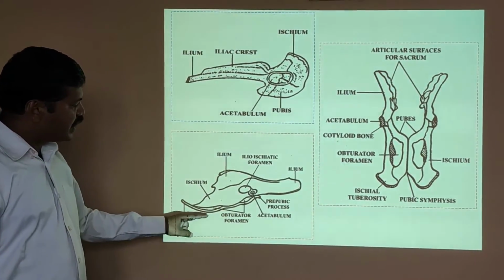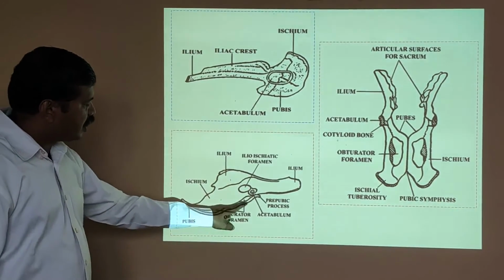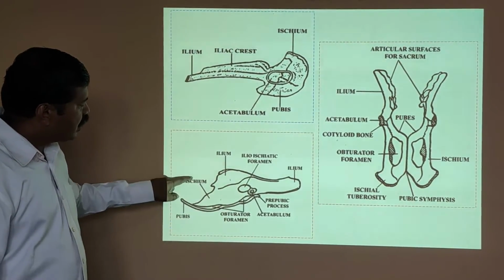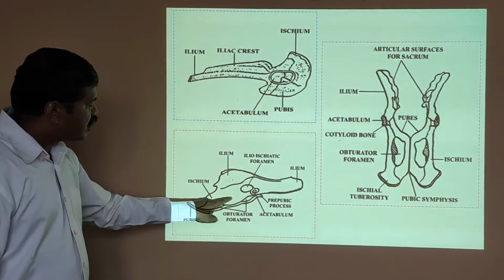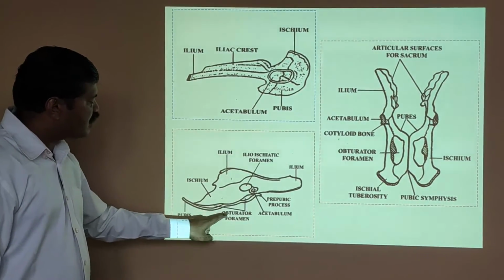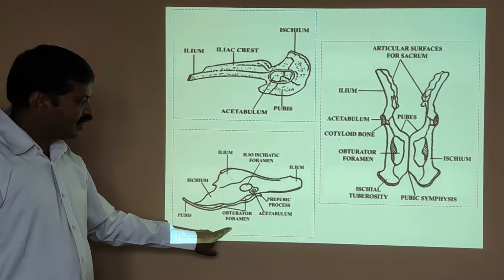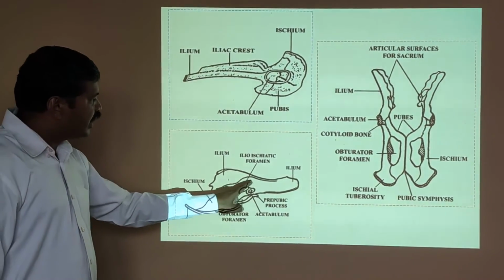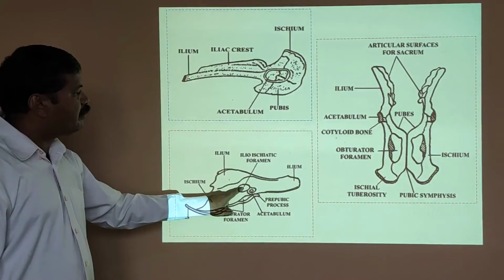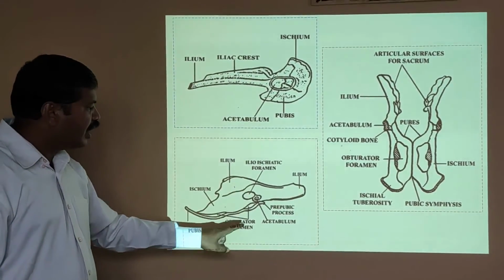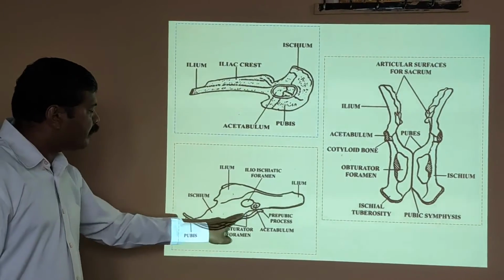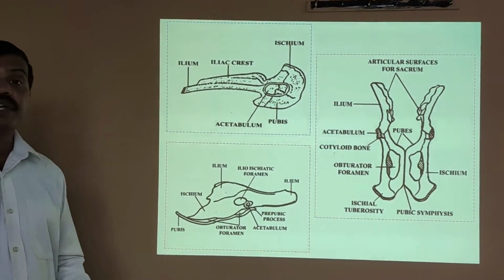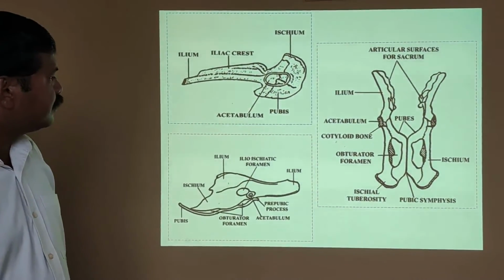So here one thing you can see, the obturator foramen. There are other openings here. The ischium and the pubis are separated by means of an opening called the obturator foramen. And one thing you need to observe here, the ileum and ischium are separated by means of the ilioischiatic foramen, and the ischium and pubis are separated by means of the opening called the obturator foramen. Right.